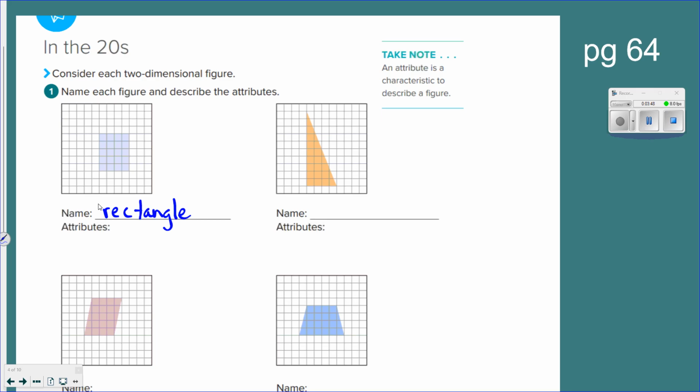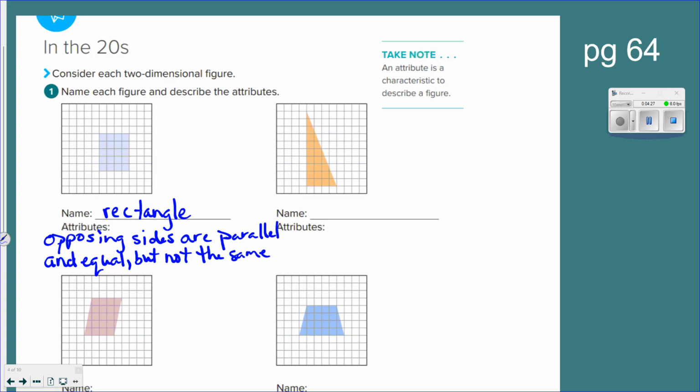And there's two other characteristics to it that are really important. Yes? Okay, so it's not equal. The opposing sides are parallel. That's a really important part. And I'm going to put down what you guys said, and we put that together. Opposing sides are parallel and equal to each other. Actually, I'm going to say equal, but not the same. Because this is the same length as that, but it is not the same as this. Or this side is the same as this side. The opposing sides are parallel, and they're equal to each other, but the four sides are not equal to each other. There's one other really important thing that makes it a rectangle.